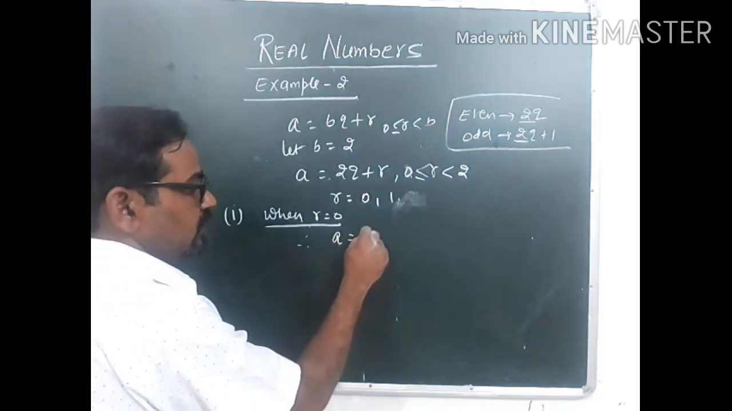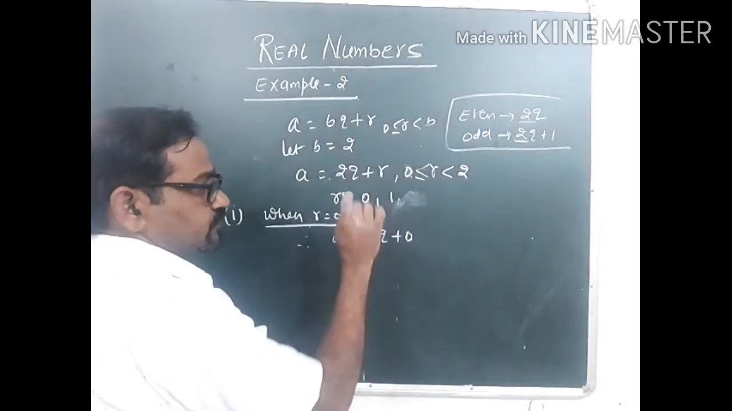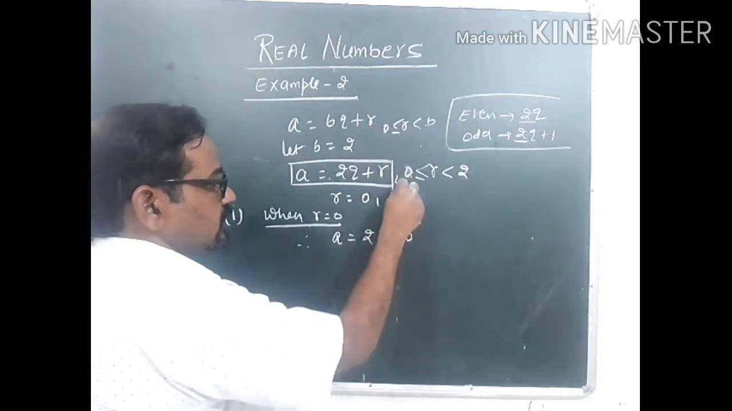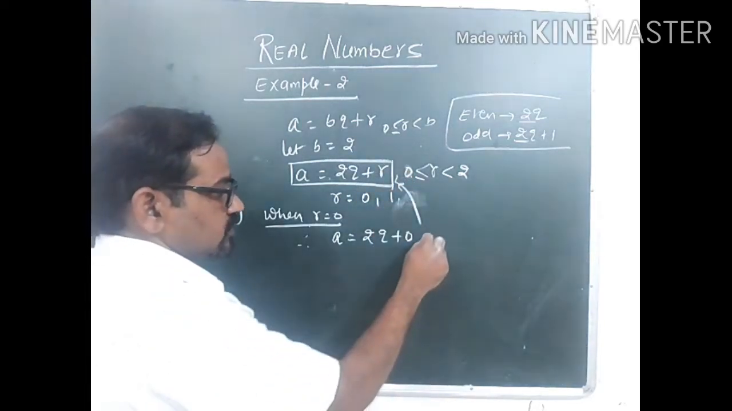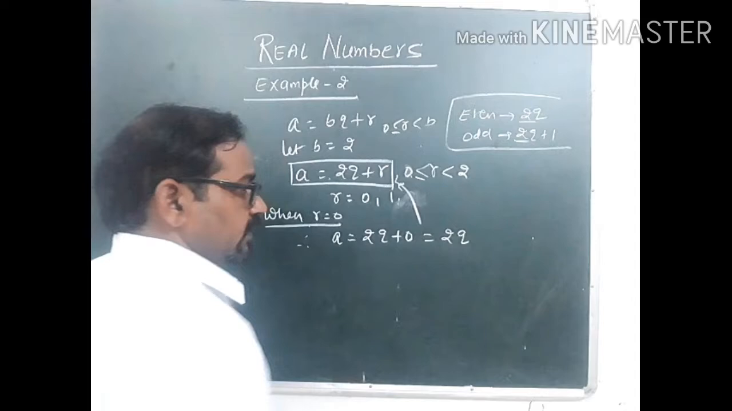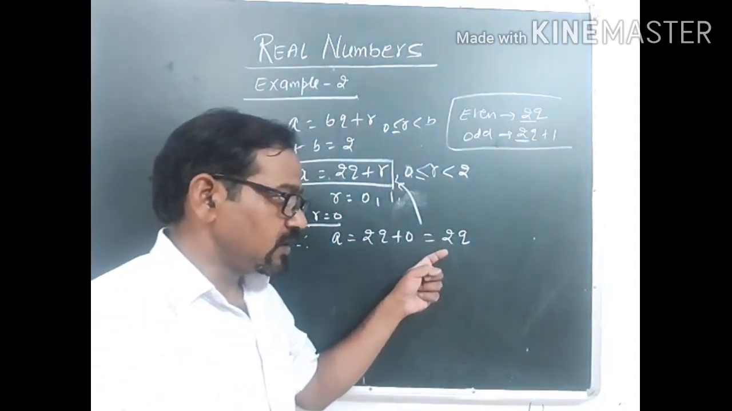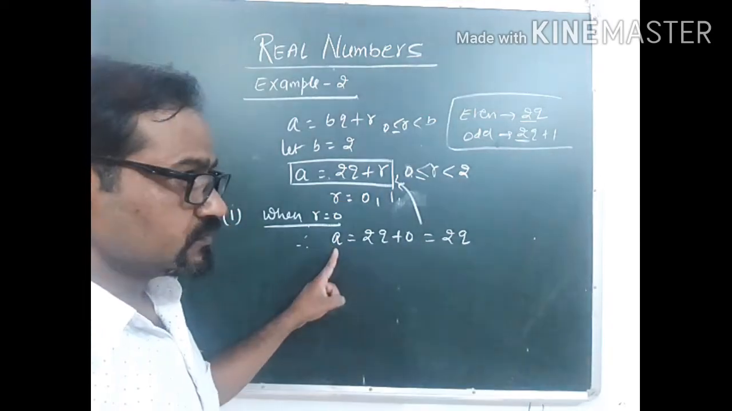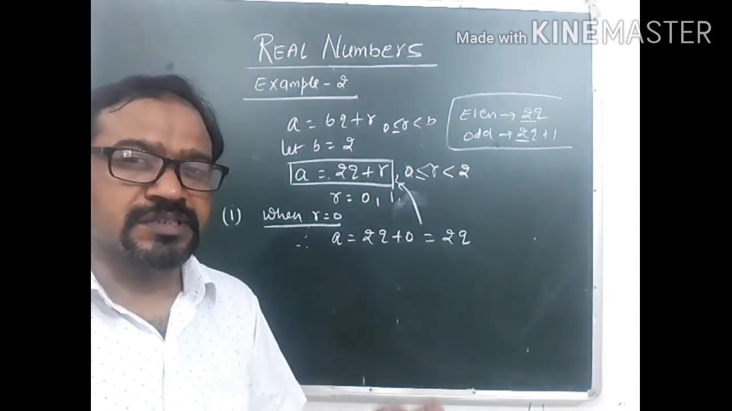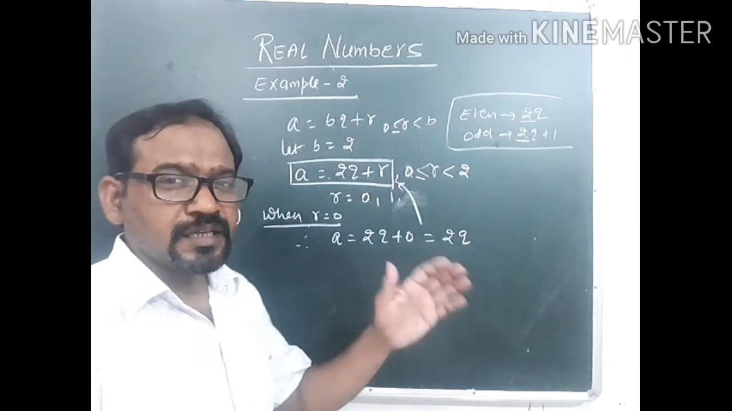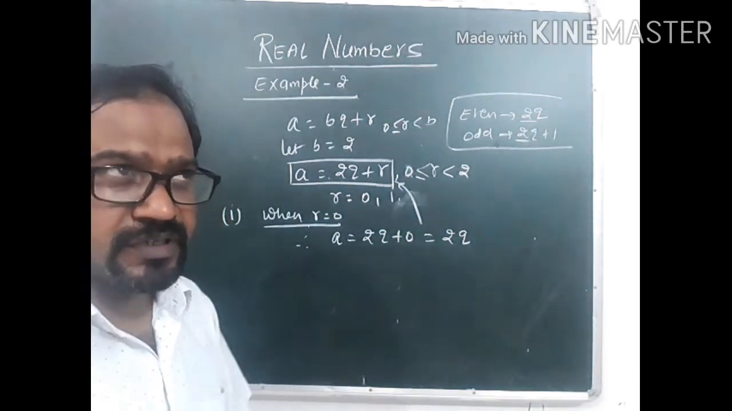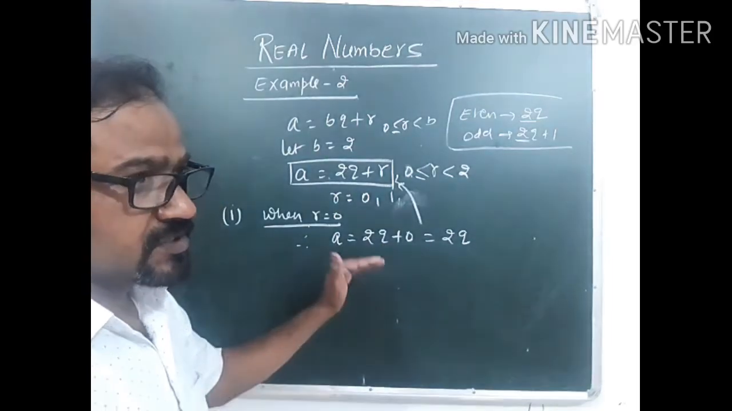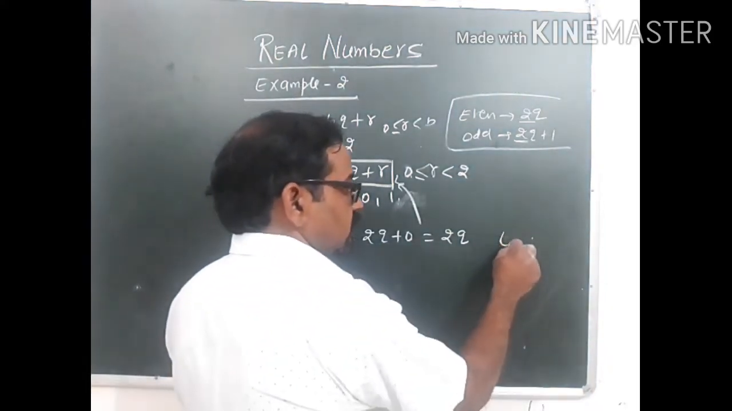Therefore a equals 2q plus 0. Put in this. A equals 2q plus 0 equals 2q. It means when we divide by 2, the remainder is 0. It means this number is an even number. Since we divide by 2 and the remainder is 0, that means this is an even number. Therefore, even.